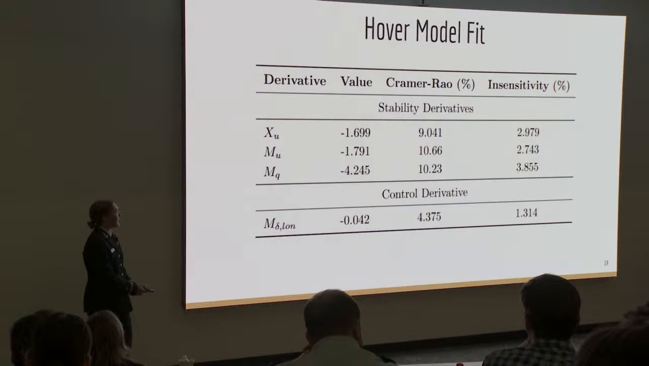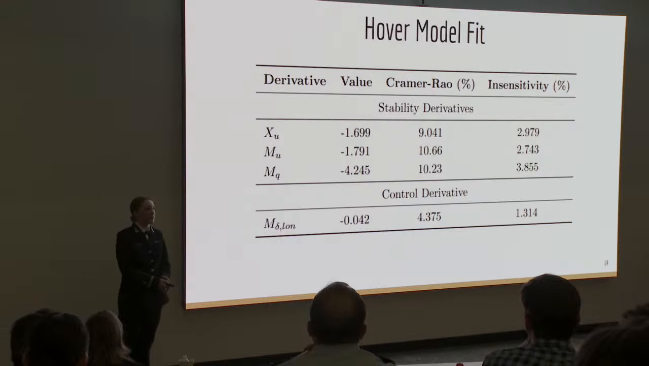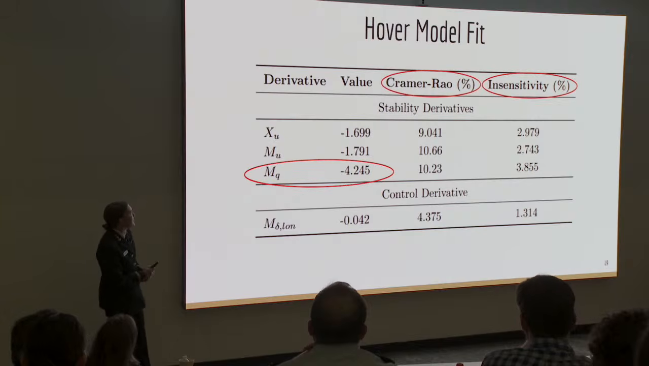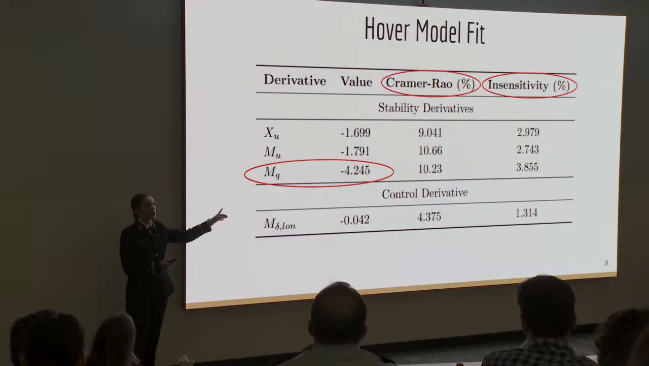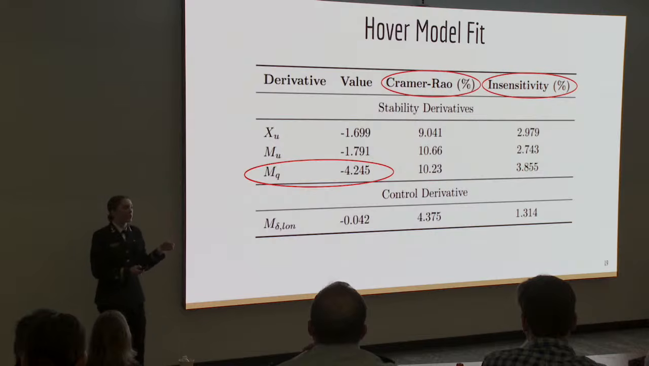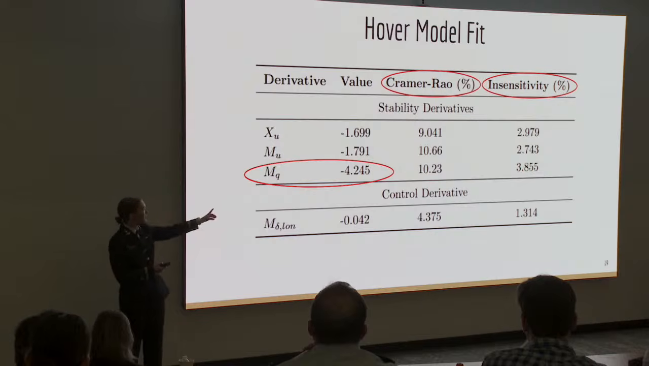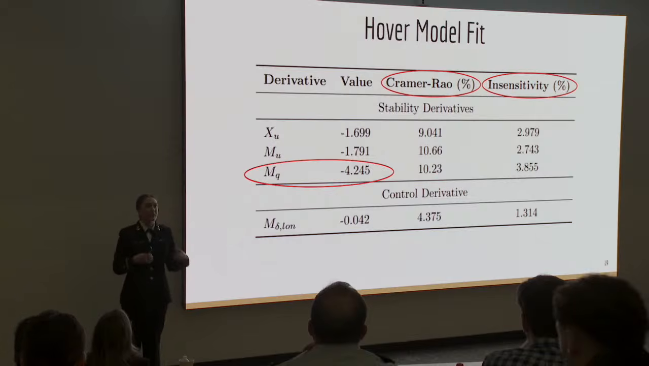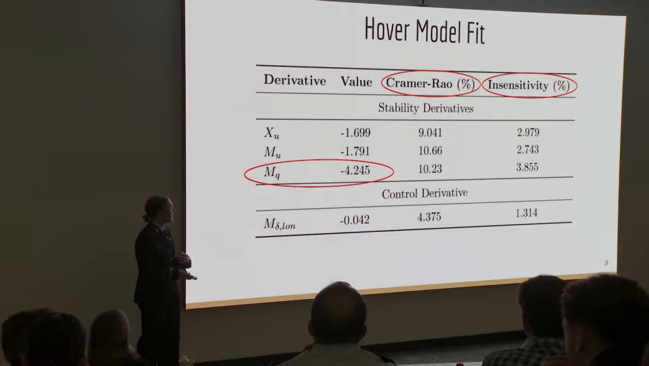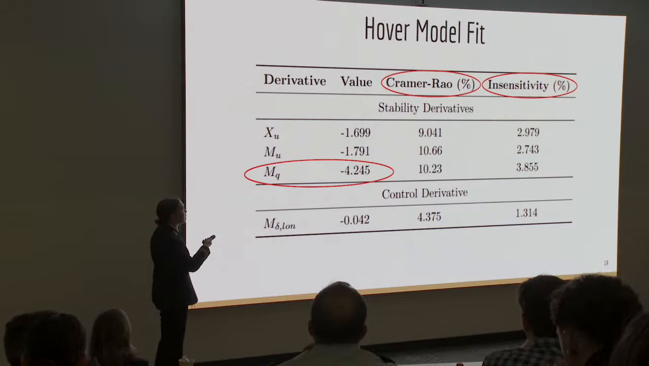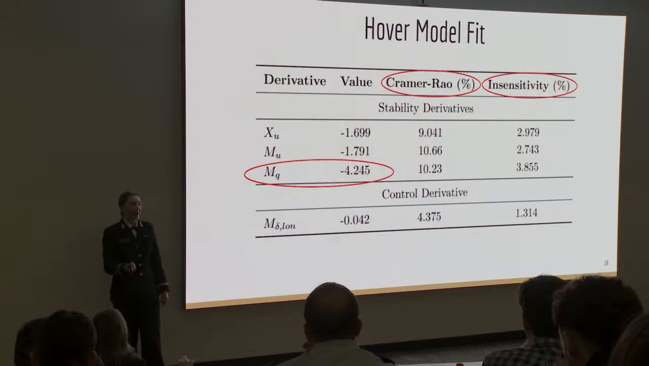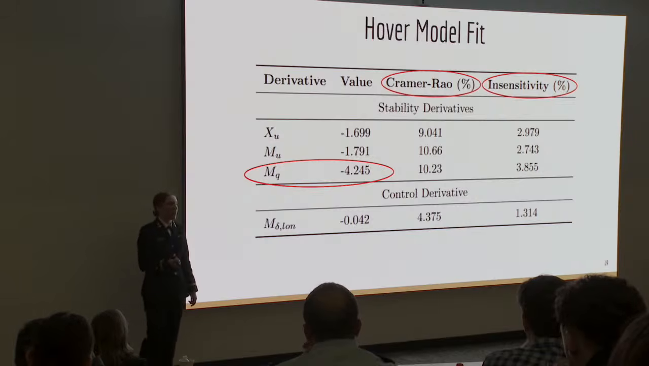As I said, we also obtained numerical values for all of the stability derivatives that were in the parameter matrices of the state space model. I would like to draw your attention first to this value, Mq. That is our pitch damping derivative. Because it has a high magnitude and is a negative number, that tells us that our system is well damped in pitch in hover. Additionally, I just want to address what Cramer-Rao and insensitivity are. These are metrics for the accuracy of our model. This tells us how good our model is.